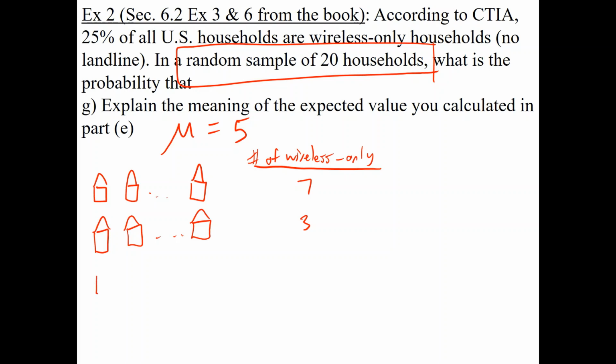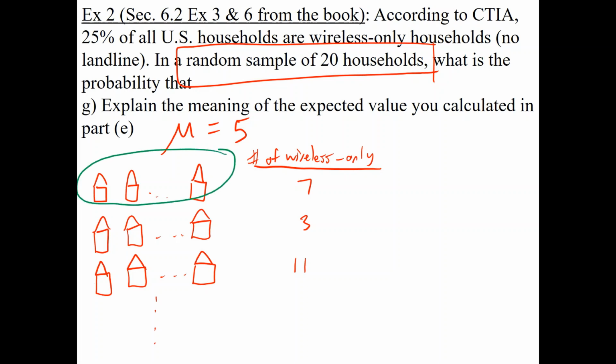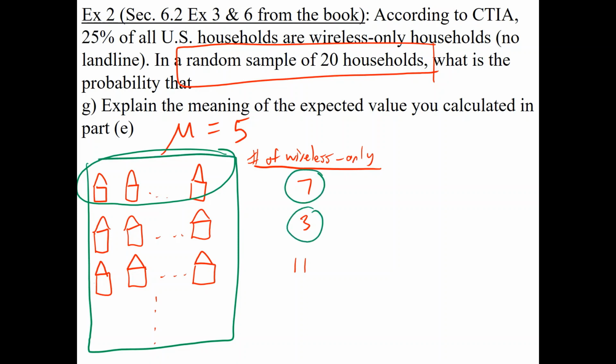Then we do it again. We look at 20 households and see how many are wireless only, and maybe this time 11 of them are wireless only. And we keep doing this. So here's what we've done. We've randomly sampled 20 households many times. Then each time we counted how many were wireless only. And this goes down like this. Then if you take the average of these numbers, it's going to be about 5. So that's a picture of the situation.